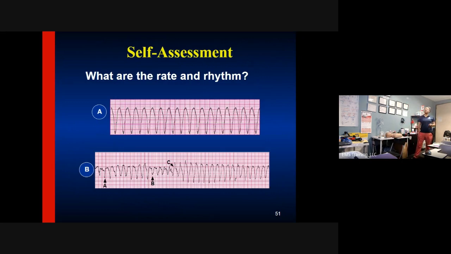Number A, what's A here? A is regular and monomorphic in nature. That's monomorphic V-tach. Take a look at B here. In B, you have A, B, and C, which are different foci firing off. We call that your polymorphic V-tach.